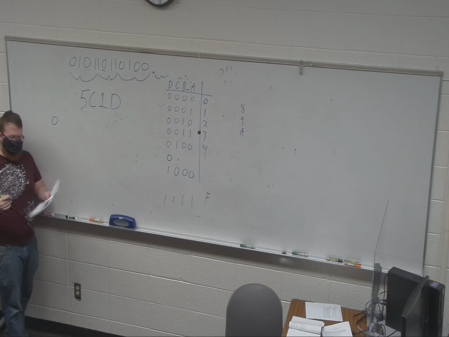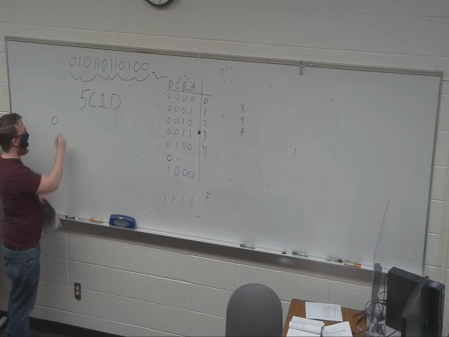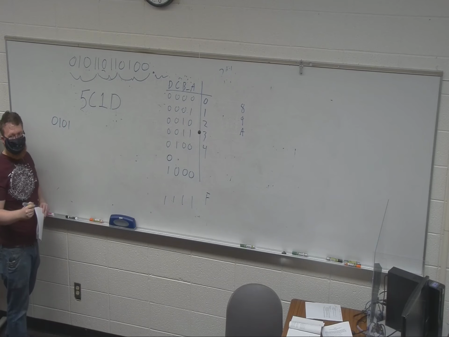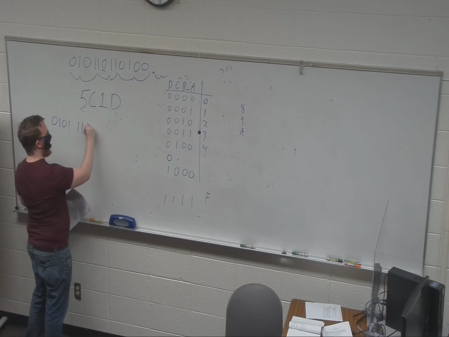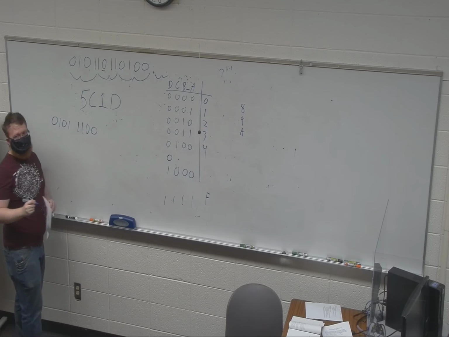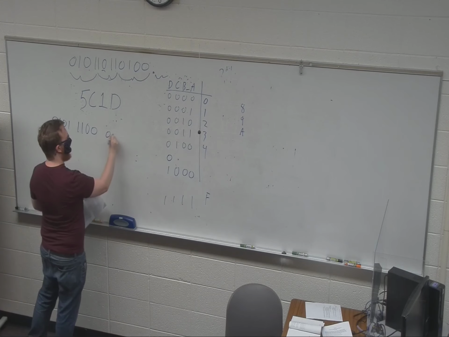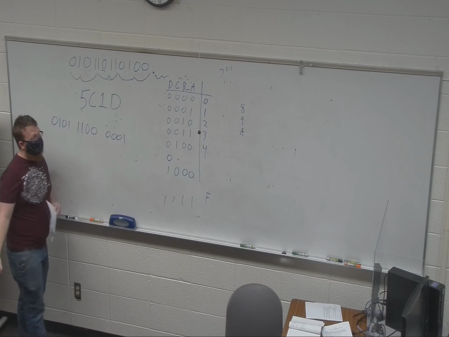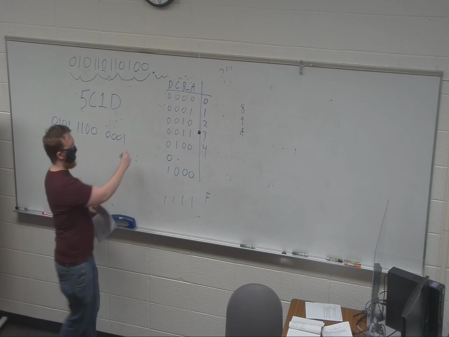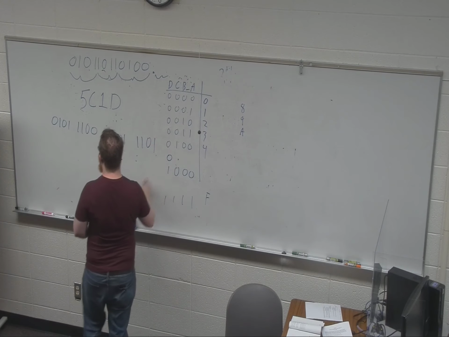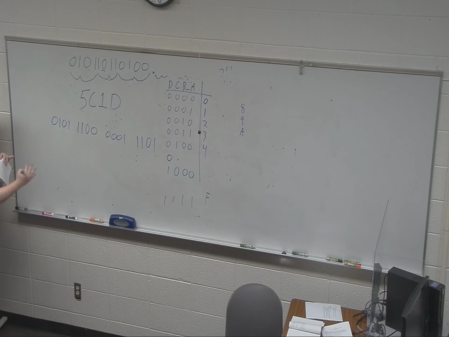So what is 5? 0, 1, 0, 1. Yep, C. 1, 1, 0, 0. 1, that's 0, 0, 0, 1. And D. 1, 1, 0, 1. Smash that together, you got your binary number.